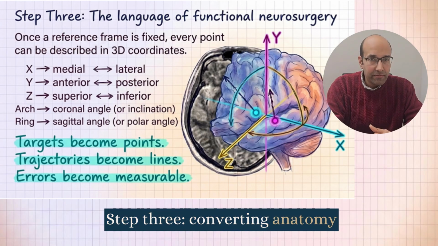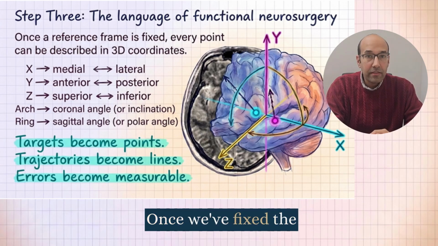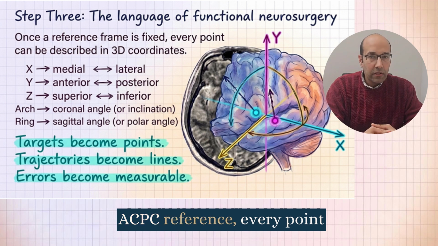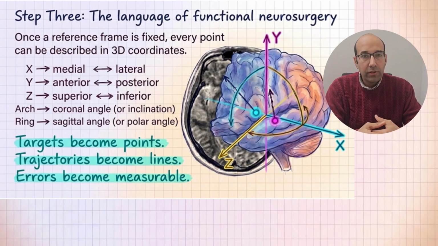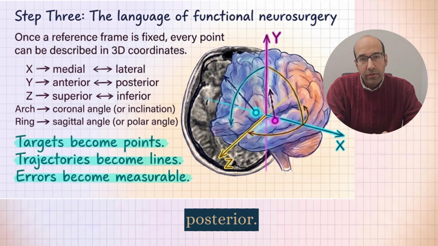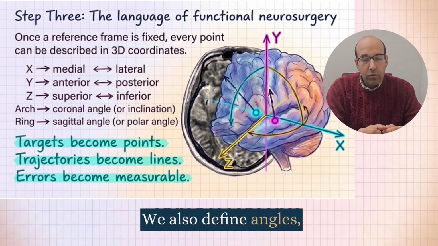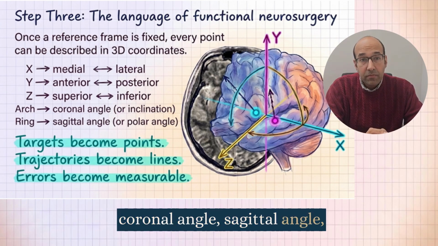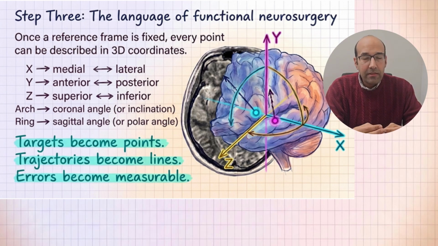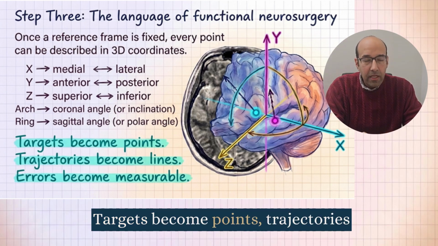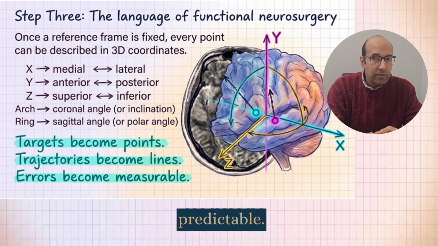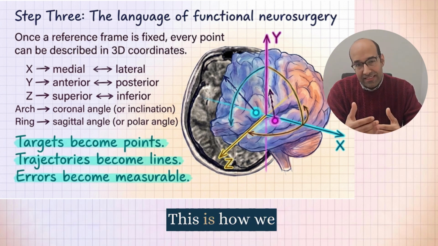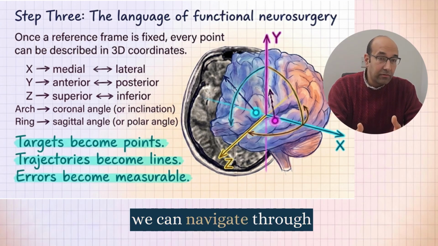Step 3, converting anatomy into 3D coordinates. Once we have fixed the head and defined the ACPC reference, every point in the brain can be described using coordinates. X is medial to lateral. Y is anterior to posterior. Z is superior to inferior. We also define angles, coronal angle, sagittal angle, to plan the trajectory. What does this mean practically? Targets become points, trajectories become lines, and critically, errors become measurable and predictable. This is the language of functional neurosurgery. This is how we turn anatomy into something we can navigate through with guidance.